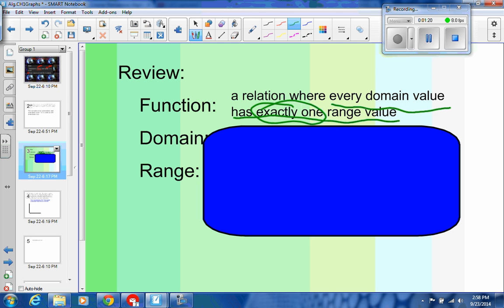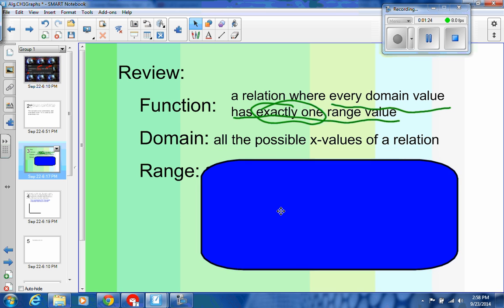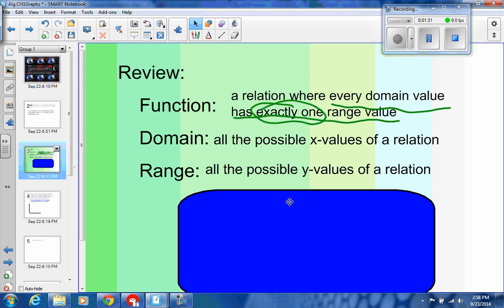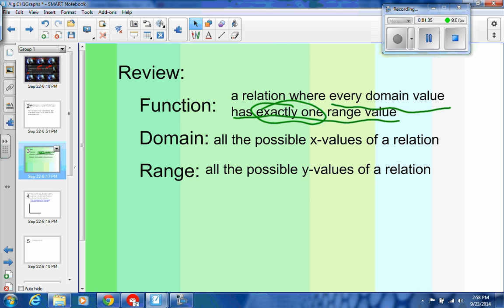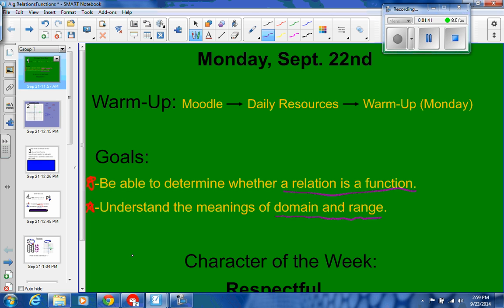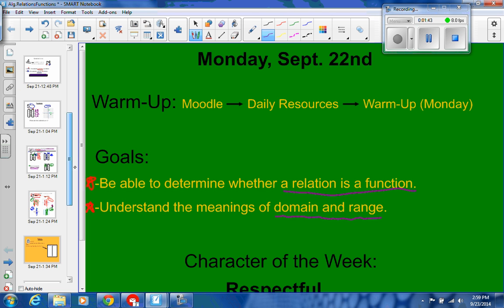Okay, now what if you forgot what domain is? Well, domain again is all those possible x values of the relation, and the range is all those possible y values of the relation. So if we know what that is, we can figure out what a function is and what a function is not. Now let me take you back to yesterday, just to refresh what a function is and what a function is not.